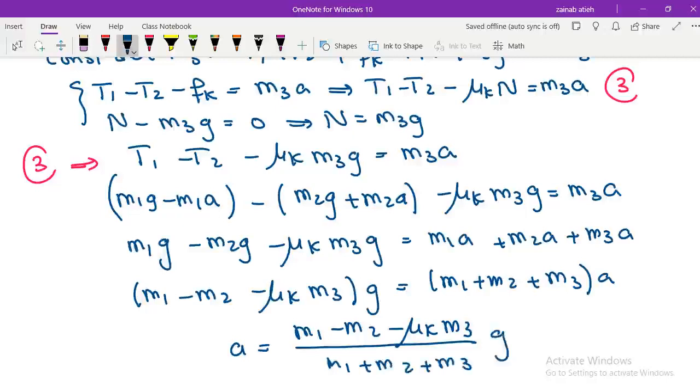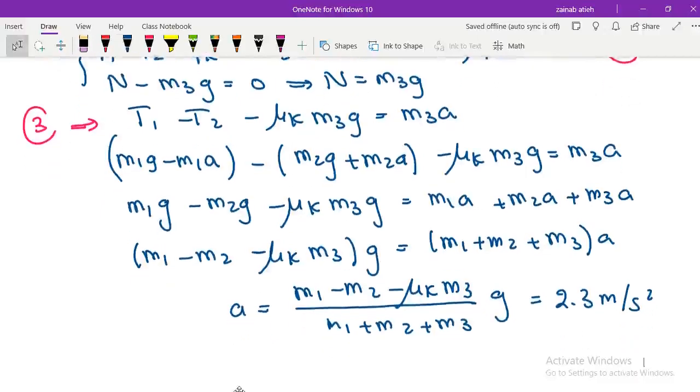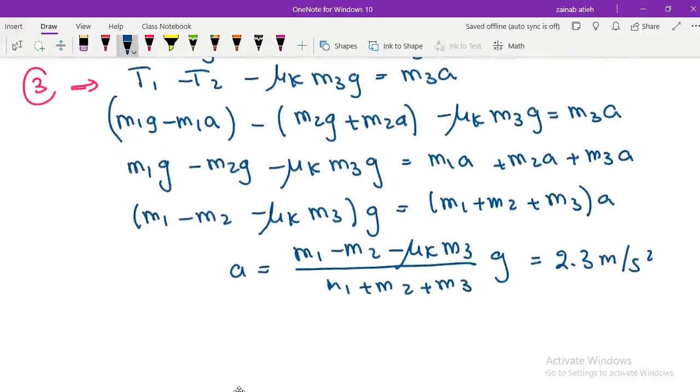Substituting all of this, you will get 2.3 meters per second squared. Surely I have M1, M2, and mu K. I have everything, substitute and you will get the answer. The question also says in part B, determine the tensions in the two chords. I want T1 and I want to find T2. So this is part B.